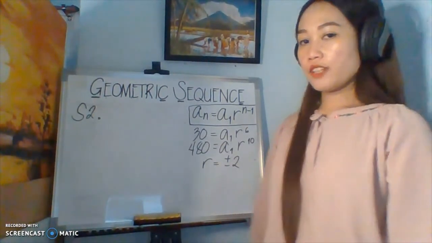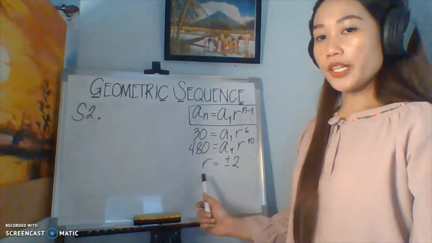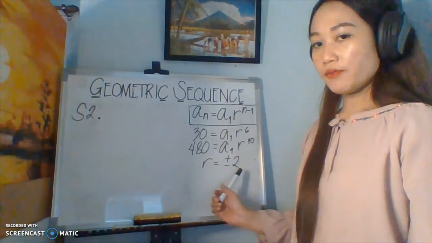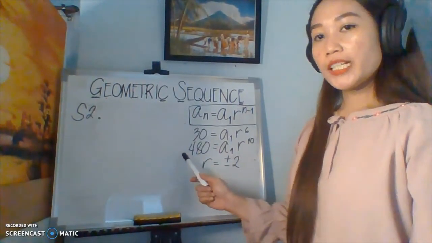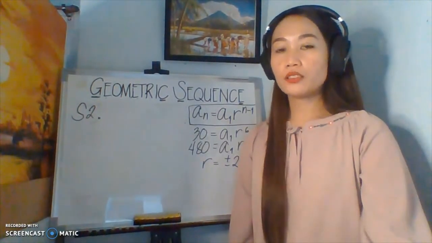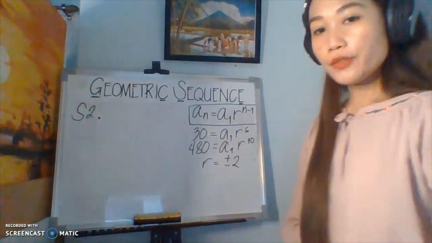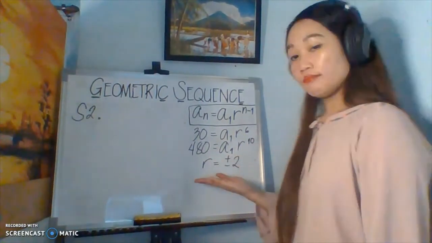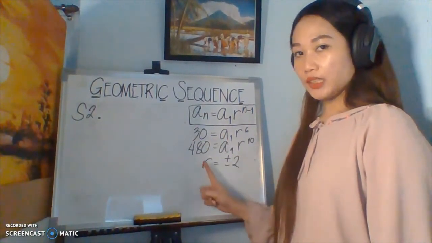Continuing the solution for our step 2, we have now found that our common ratio is positive or negative 2. These two equations were from the previous solution, but we are not yet done with step 2 because we need to solve for the value of our first term, a sub 1. In finding a sub 1, we need to use the value of r and one of these equations that we got a while ago.